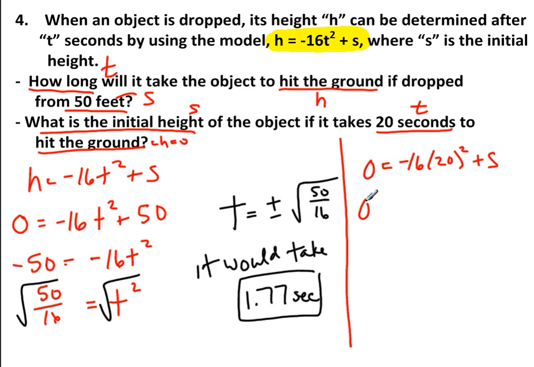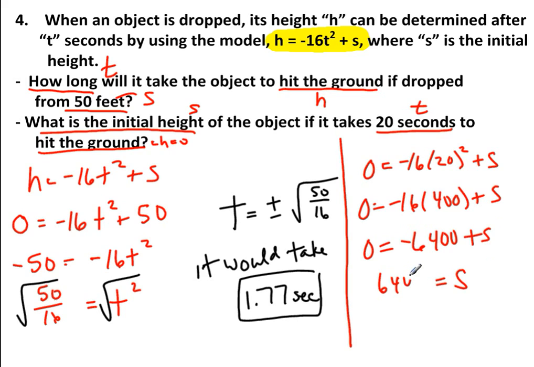So all I'm going to do is 0 equals, order of operations says I have to do the 20 squared first, 400, times negative 16. So now I'm going to multiply this. I get negative 6,400 plus S. So S equals a positive 6,400. So my answer would be, what is the initial height? 6,400 feet. Okay, and it's just because we were dealing with feet earlier in the problem. And that's how you would solve this type of problem.